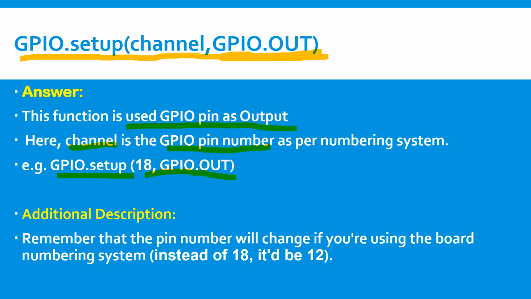Again, we have to remember, if we are using board instead of BCM, that is physical pin numbering system, then we have to use pin number 12 here, because GPIO pin number 18 is nothing but physical pin number 12. This is about how to set the GPIO pin number as a output pin.